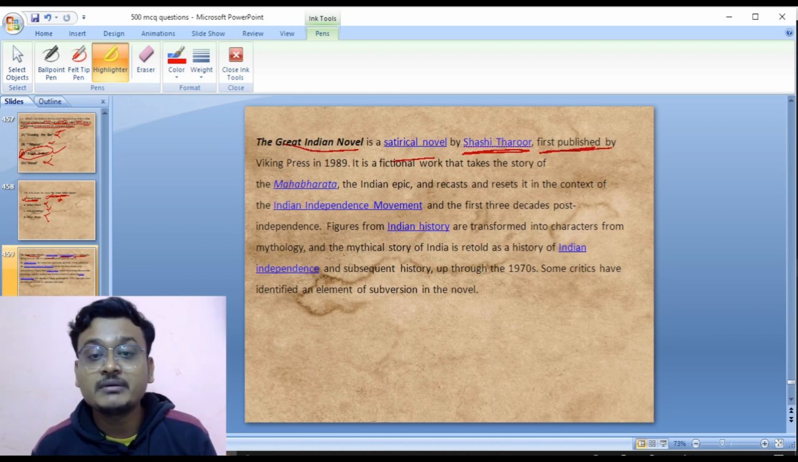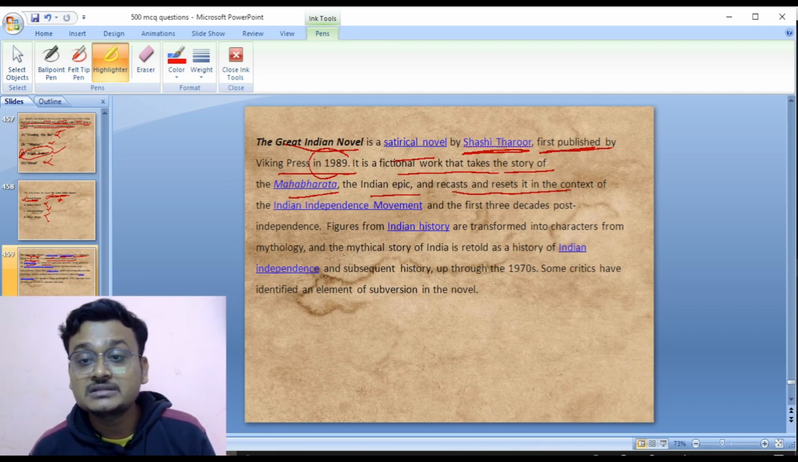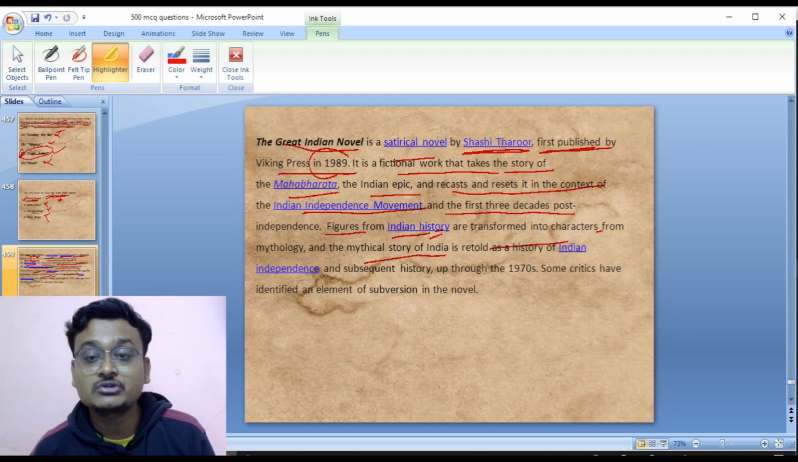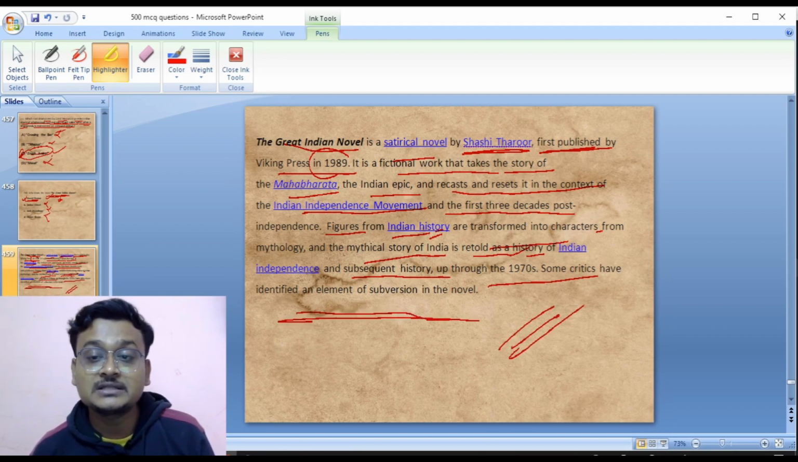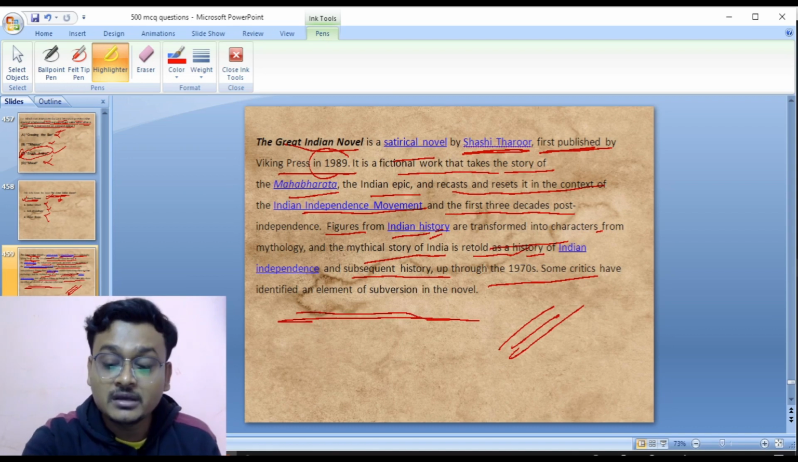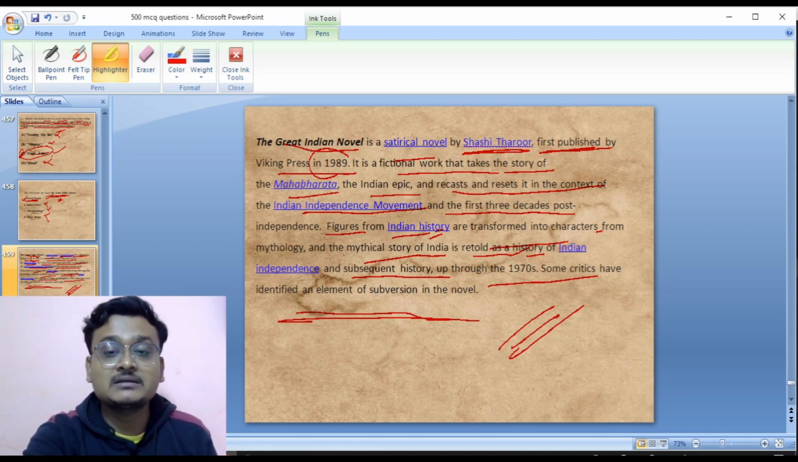First published by Viking Press, 1989. It is a fictional work that takes the story of the Mahabharata, an Indian epic, and recasts and resets it in the context of the Indian independence movement in the first three decades post-independence. Figures from Indian history are transformed into characters from mythology, and the mythical story of India is retold as the history of Indian independence and the period after it. Some critics have identified an element of subversion in the novel. So The Great Indian Novel is written by Shashi Tharoor, and it retells the stories of the Mahabharata.